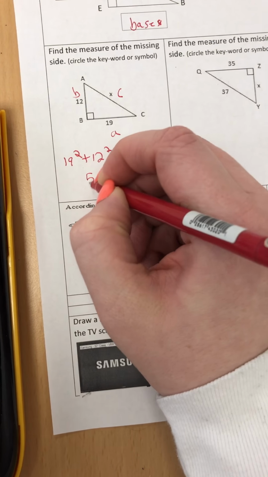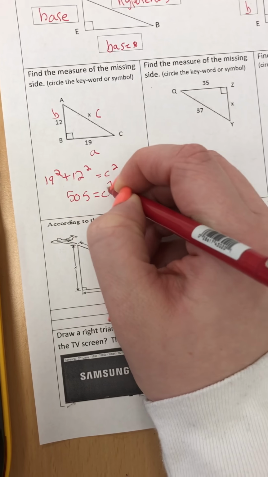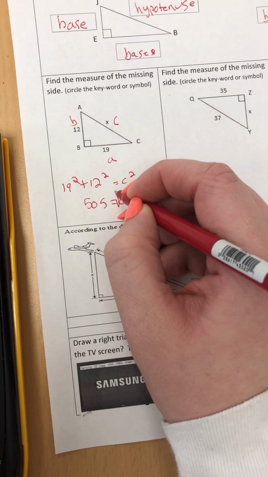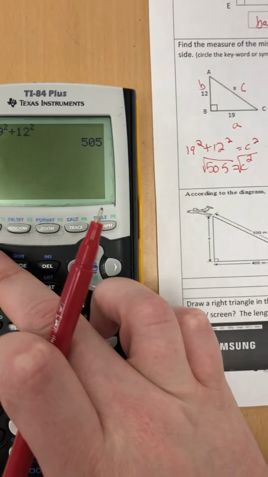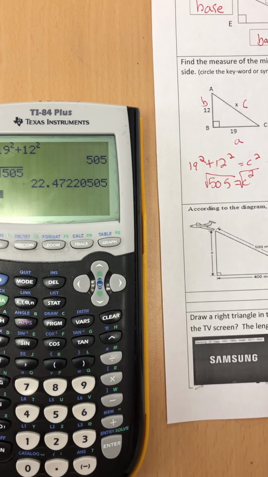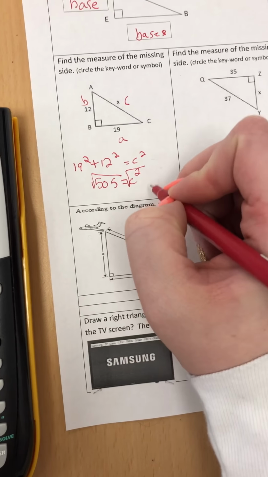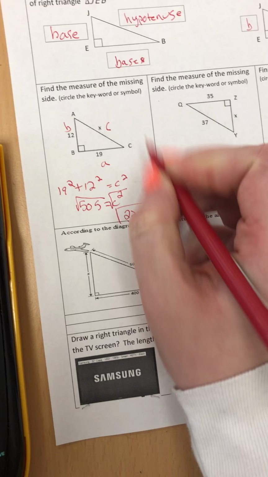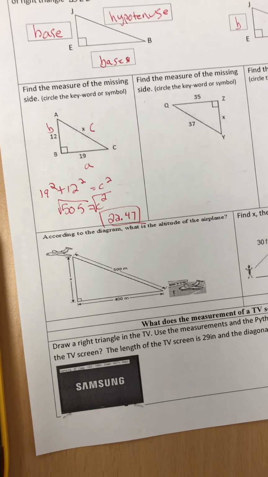Okay, so I got 505, but that's equal to C squared, and I just want C. So the opposite of squared is the square root. So now I'm going to take the square root of 505. Got 22.47. So that's the length of this missing side, 22.47.